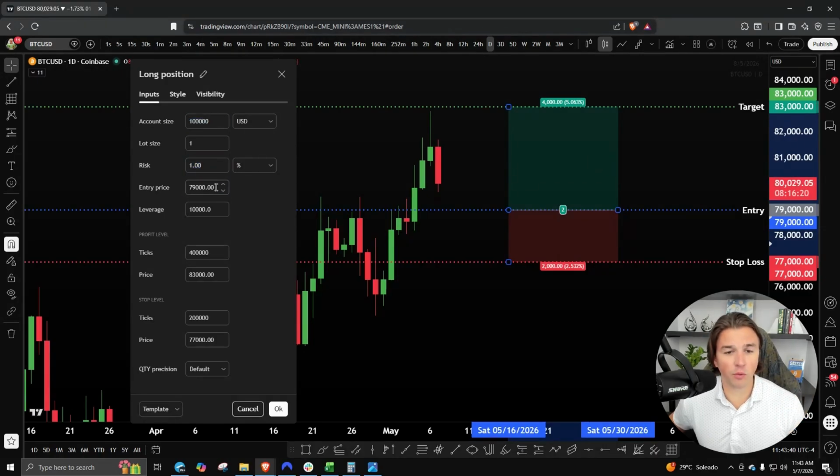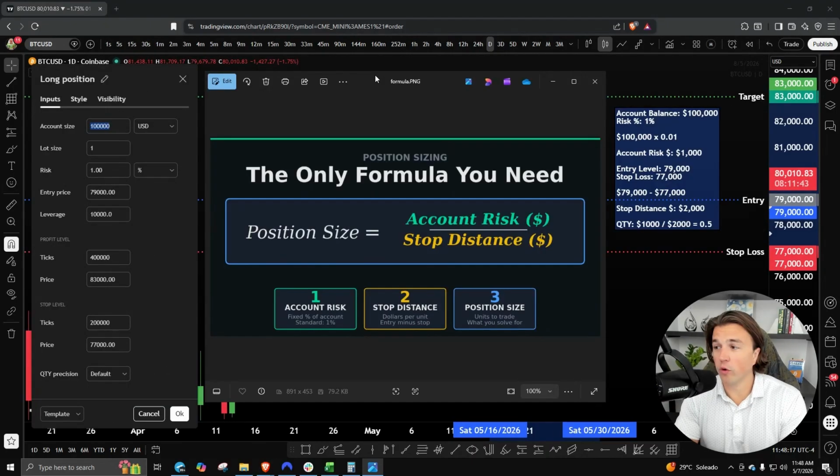We identified where we wanted to enter. We've identified where we want to take profit. We've identified where we are wrong or where we are going to get out of the position, where we are invalidated, where our stop loss is. Okay. So now we have all of the metrics we need to determine what our quantity should be. Wonderful. Let's put all this together and determine what our position size should be.